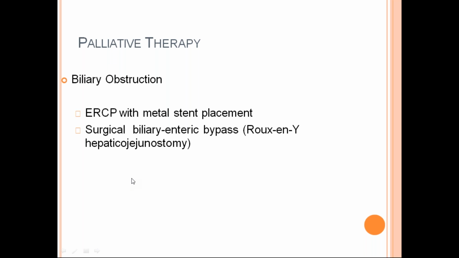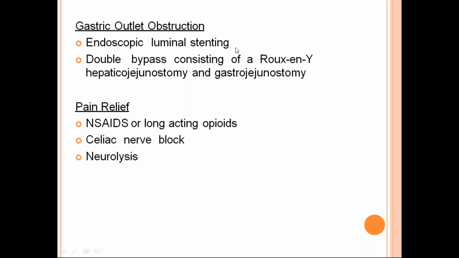Palliative therapy, for biliary obstruction, you can either go with a biliary enteric bypass or a stent is placed. For gastric outlet obstruction, luminal stenting can be done, or a Roux-en-Y hepaticojejunostomy and gastrojejunostomy is done. For pain relief, NSAIDs, celiac nerve block, neurolysis is done.